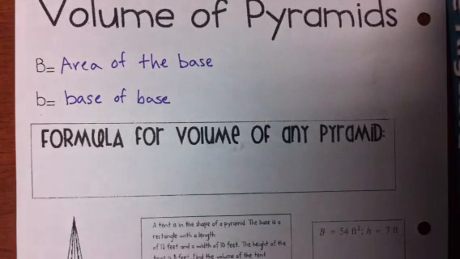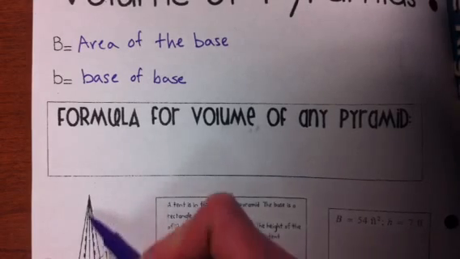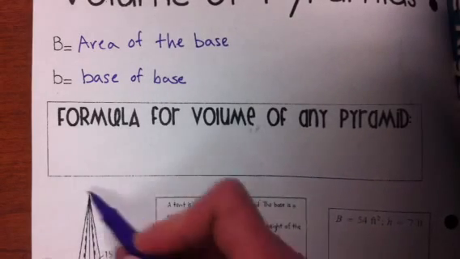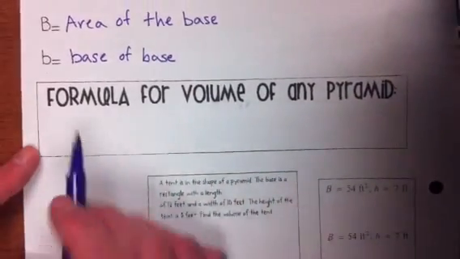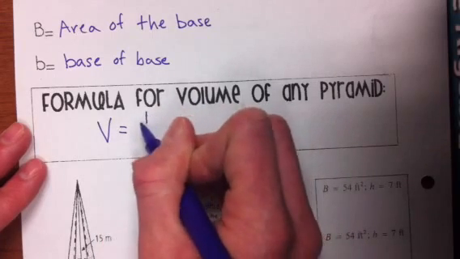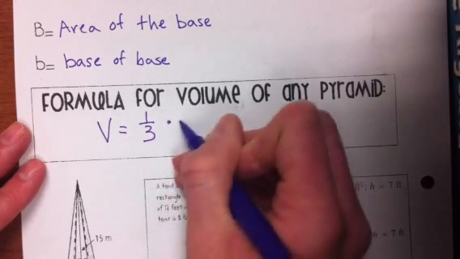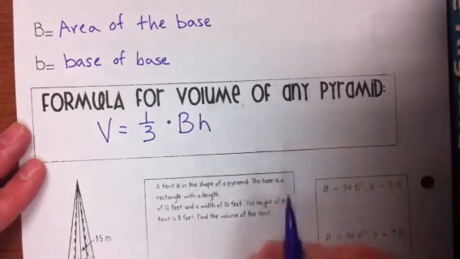It's a little bit different than prisms because volume is finding the inside, and we notice that a pyramid actually goes to a point like we have here. And so there's stuff right here that is cut off. So we can't just take this bottom and times it by the height because we have this stuff on top that has to be cut off. And so this formula then is V equals 1/3 times big B times H.